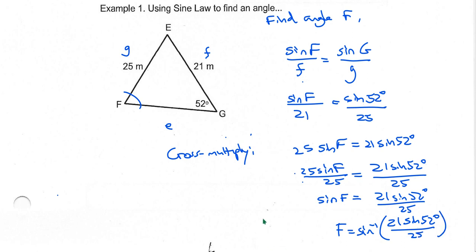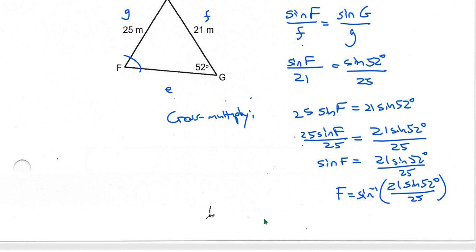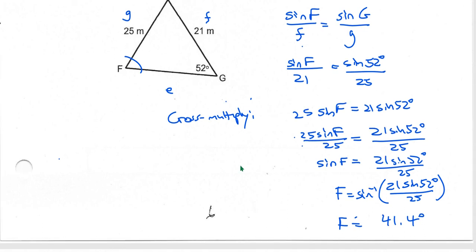Now this number that's in my bracket here can all go into the calculator all at once. So into your calculator, type inverse sine, open bracket, 21 times sine 52 divided by 25, close bracket. So I'm going to do that on my calculator. And you know that when you're using your phone, the steps are a little different, so we can discuss that in class if you're using a phone. And I get that angle F is approximately 41.4 degrees. Okay, and that's using the sine law.